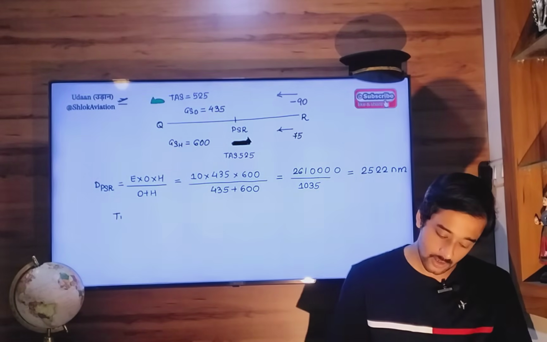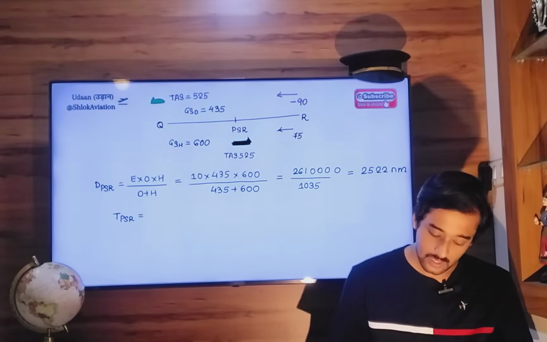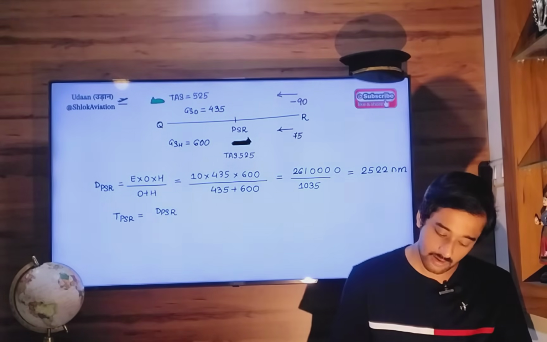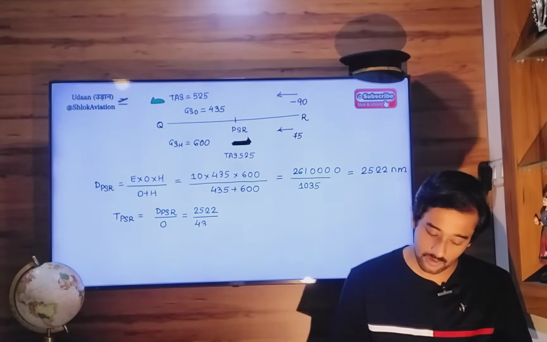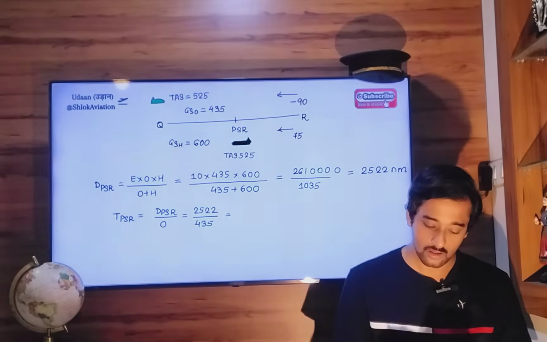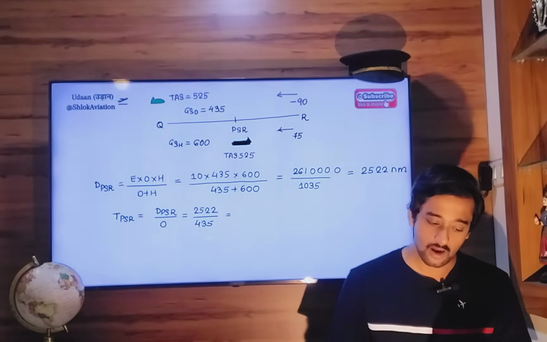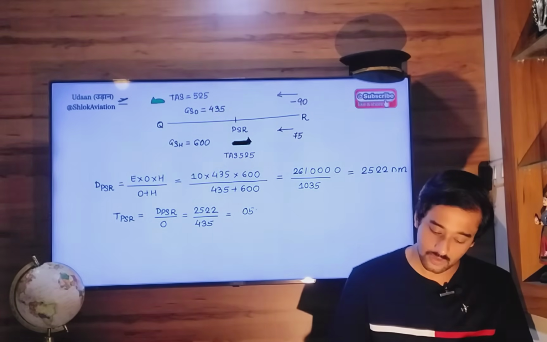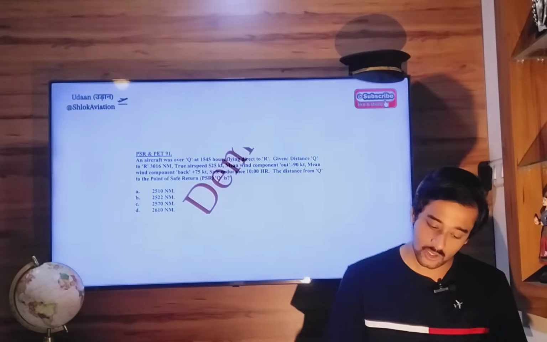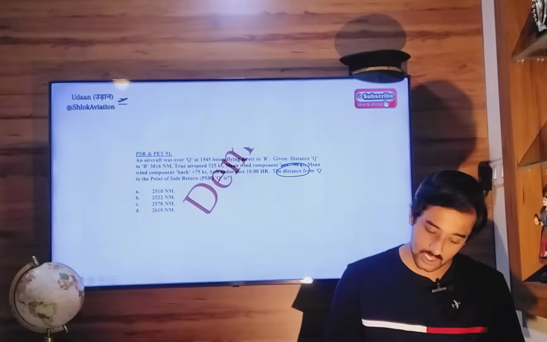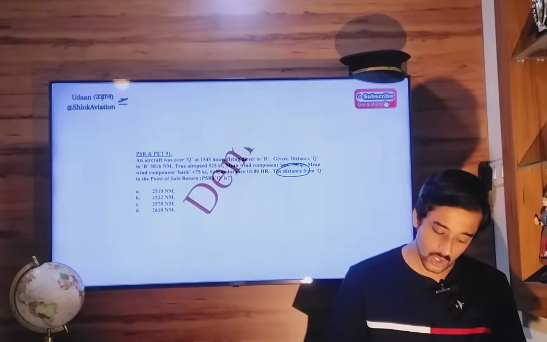So time to point of safe return will be the distance to point of safe return divided by outbound speed. So 2522 divided by outbound speed 435. 5 hours 47 minutes. Okay. So what is the distance to the point of safe return? It is 2522. So option Bravo.